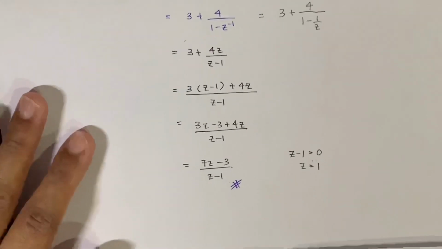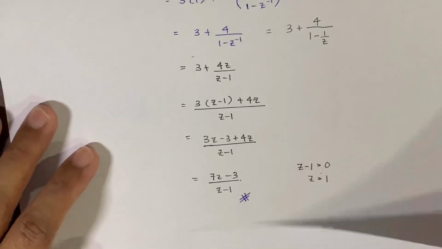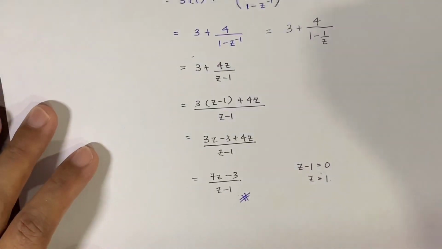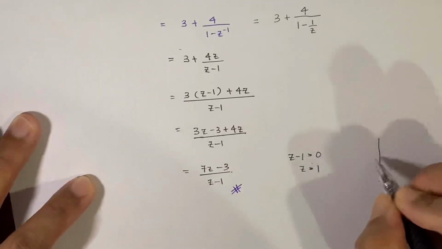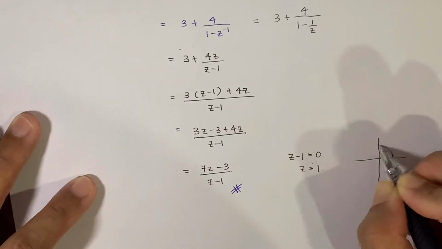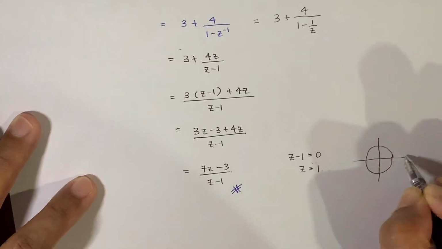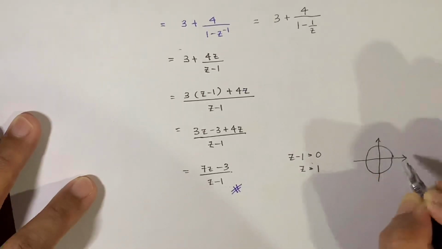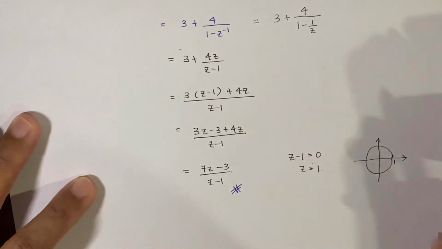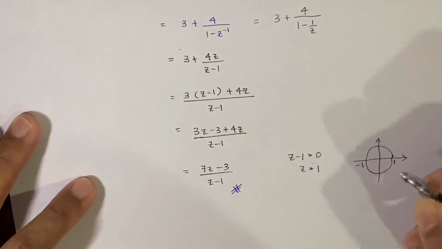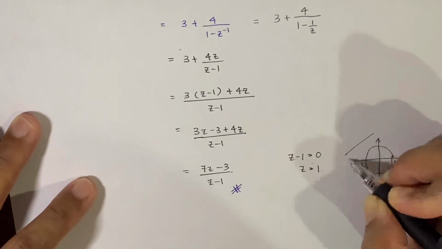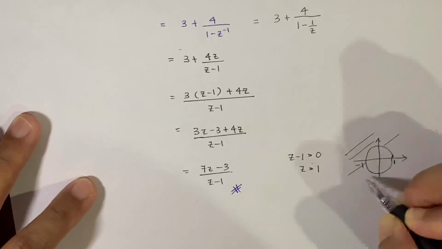So how do we draw the ROC? This is the Z plane. Draw a circle, and this is at 1 and negative 1. So it is magnitude of z greater than 1, meaning it is outside the circle.